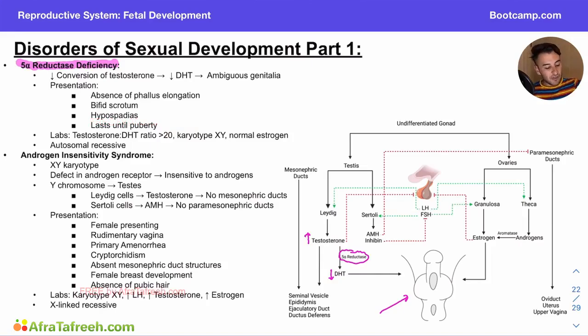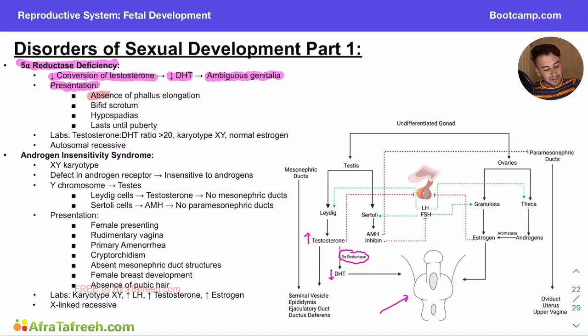So let's go ahead and review here. We're having a decreased conversion of testosterone because 5-alpha reductase is not working. And so our DHT is going to be decreased, and then we're going to have ambiguous genitalia because the genitalia rely on DHT in order to show the male phenotype. So this is a great opportunity for us to review some of our genital embryology.